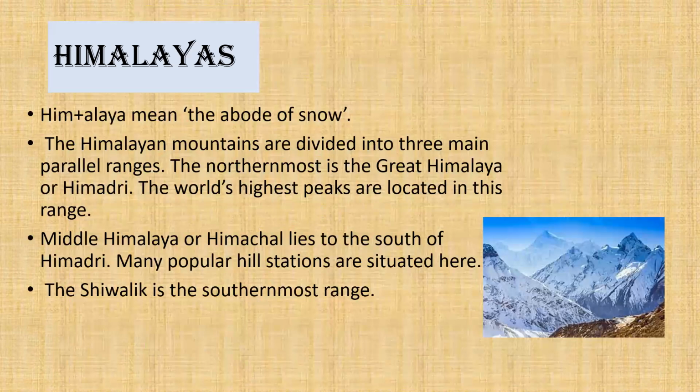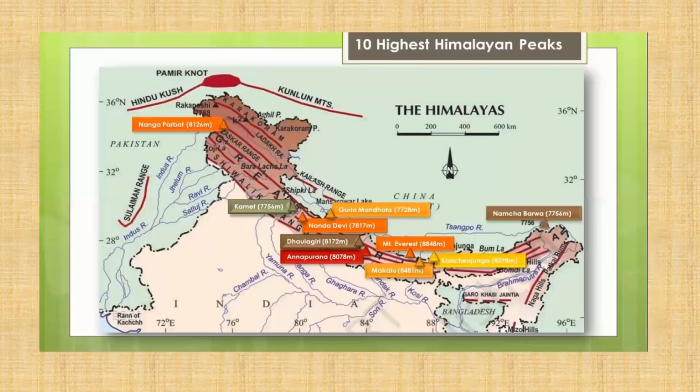So let us start with the Himalayas. Himalaya, Him plus Alaya, means the abode of snow. The Himalayan mountains are divided into three main parallel ranges. The northernmost is the Great Himalayas or the Himadri, and the world's highest peak is located in this range. The Middle Himalaya or the Himachal lies to the south of Himadri, and there are many popular hill stations like Kufri, Shimla, Kullu Manali, etc. situated here. The Shivalik is the southernmost range. So here is the image of the Himalayan peaks.